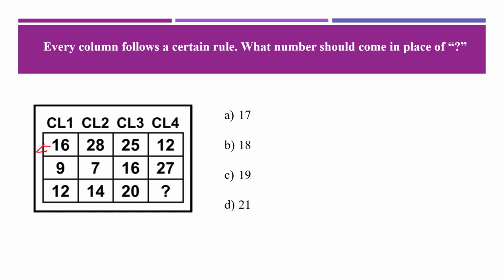Great. Square root of this is 4. Square root of this is 3. So multiplying these two, we have 12. Great. Then we have no idea about square root of 28 and square root of 7. But let me check this way.